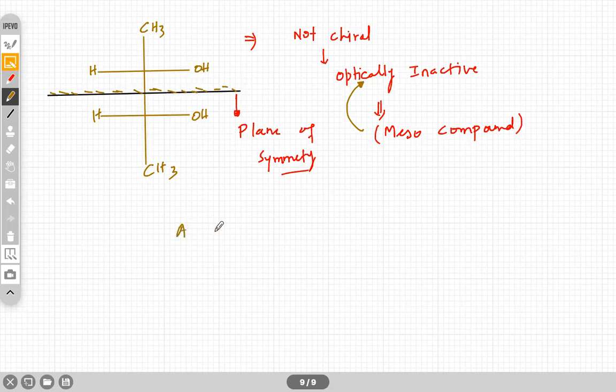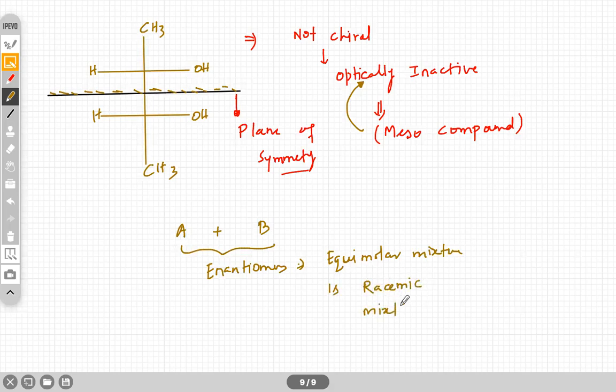If A and B are enantiomers, then the equimolar mixture is a racemic mixture, right? This also we have discussed. Equimolar mixture of enantiomers is a racemic mixture. So a racemic mixture is also optically inactive because we have an equimolar mixture of two enantiomers. If A is optically active, B is also optically active, but the whole mixture, if you take equimoles of A and B, becomes optically inactive.